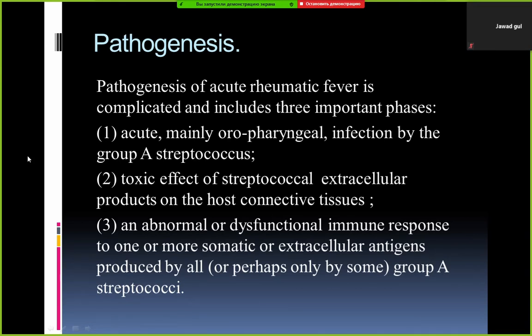Pathogenesis of rheumatic fever. The pathogenesis of acute rheumatic fever is complicated and includes three important phases. The first, acute phase, is mainly oropharyngeal infection by the group A streptococcus. The next phase is the toxic effect of streptococcal extracellular products on the host connective tissues. And the third is an abnormal or dysfunctional immune response to one or more somatic and or extracellular antigens produced by all or perhaps only by some group A streptococci.